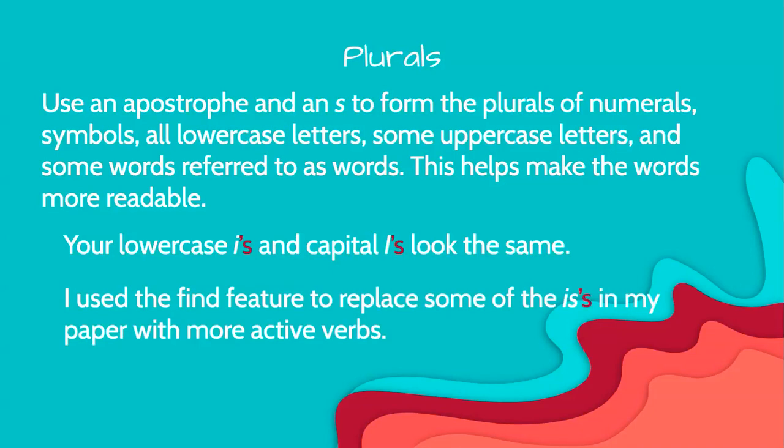Another example, I use the find feature to replace some of the is's in my paper with more active verbs. Again, when I pronounce it, it's fine, but if I'm reading this in writing, it's going to say to replace some of the is in my paper, and that doesn't make sense. That's not a word. Kevin hopes to earn all A's this quarter. This one probably we're safe with, although somebody might read it as a capital as. So again, the apostrophe is needed to help clarify that you have a single letter, not the word itself, as.